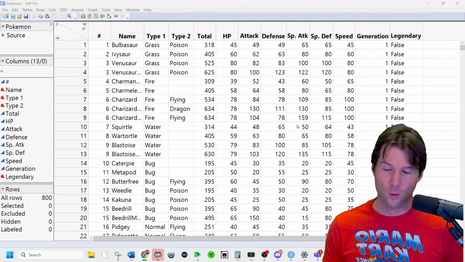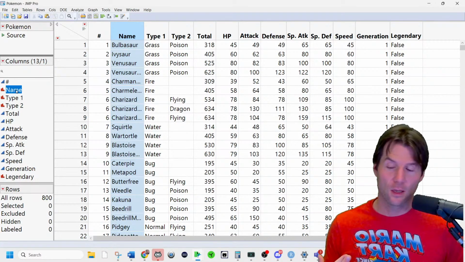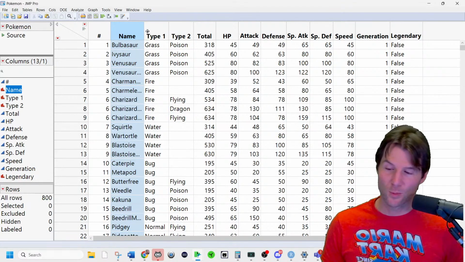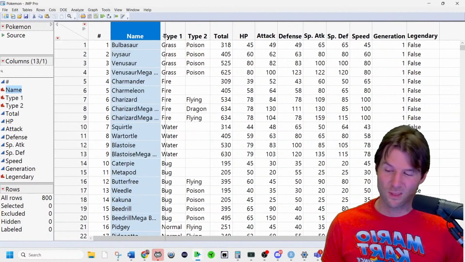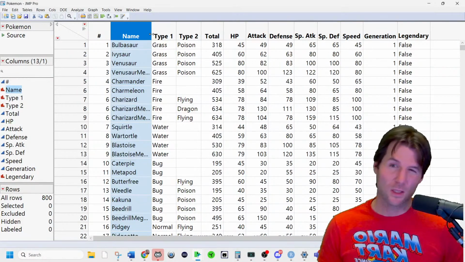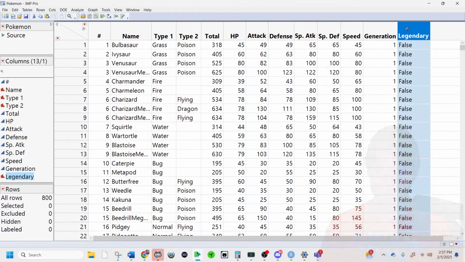Categorical data in JMP especially has a red icon. This will have different levels to it. There's multiple types of Venusaurs, Mega Venusaur, all those different ones. It's almost an identifier. We got different Charizards there. But we're going to stick to something a little bit easier like Legendary right here, which only has 2 levels. Are they legendary or are they not legendary?